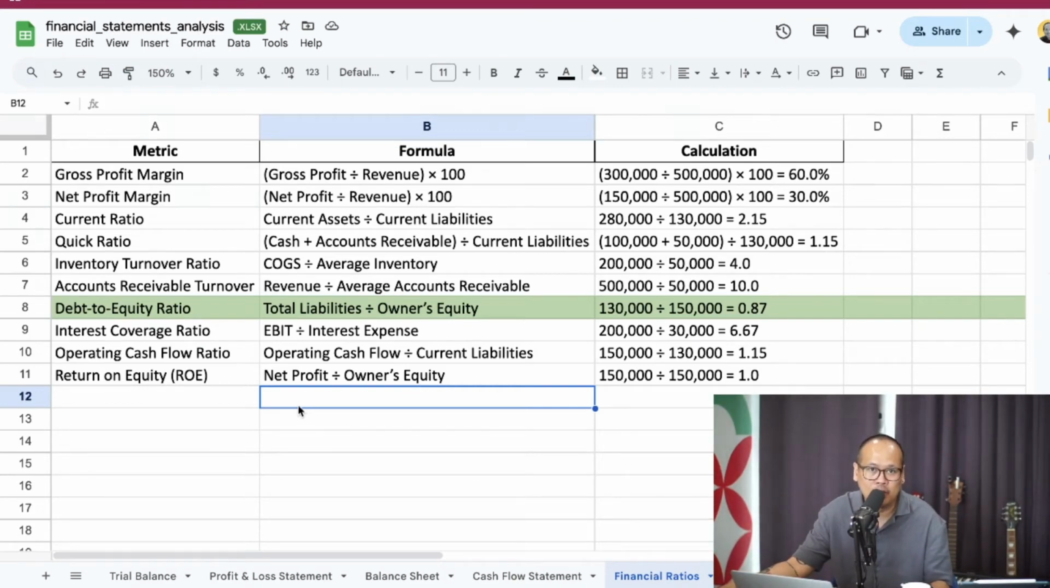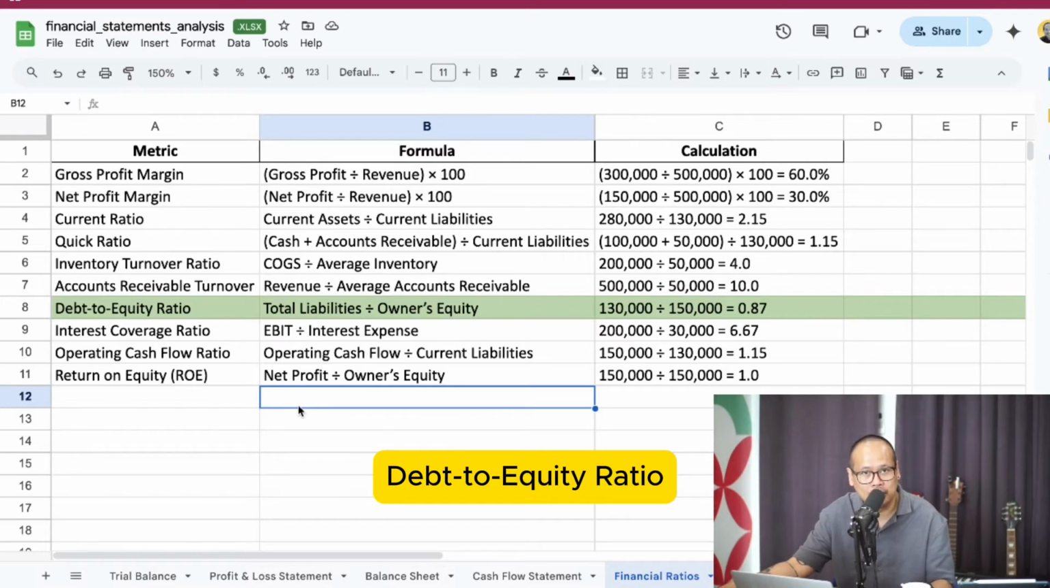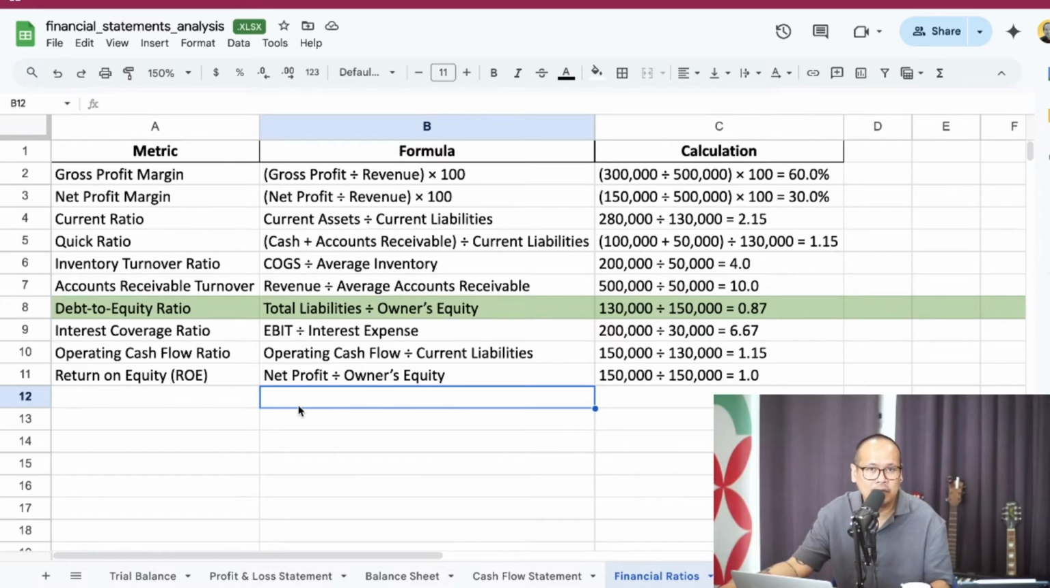How much debt do you have? Let's start with debt to equity ratio. The formula is total liabilities divided by owner's equity. So in this example, if our liabilities is equal to 130,000 and equity is 150,000, so your debt to equity ratio is 0.87. Retail industry baseline is 1.0 to 2.0. So if it's higher than 2.0, it's too much debt. Try to reduce borrowing or increase equity investments. If it's lower than 1.0, it's under leverage. Consider using low-cost debt for expansion.